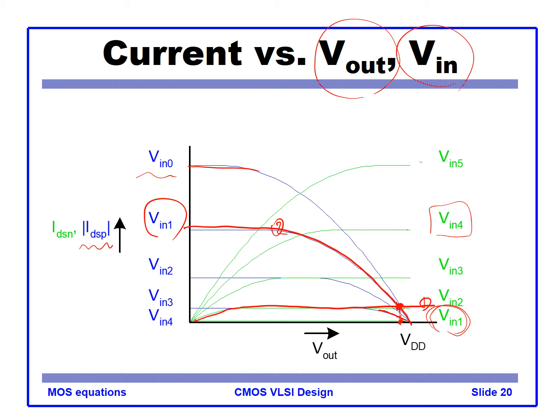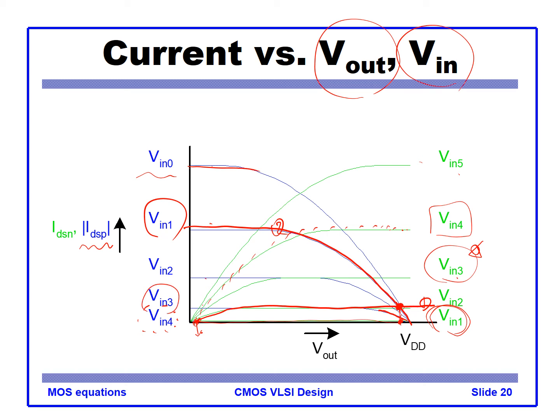For example, for V in 4, we have this curve for the NMOS, and for the PMOS it is this curve, right? V in is 0, 1, 2, 3, 4. At 4 the output is almost 0, so the output will be here, around 0. It looks like something is missing here.